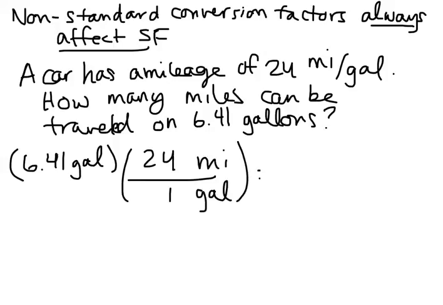Remember what I said about non-standard conversion factors always affecting sig figs. So in this case, how many sig figs should my answer have? 2. I heard someone say 2. And that's correct because 6.41 has 3 sig figs. The 24 miles per gallon has 2 sig figs. The 1 is the placeholder one, so that doesn't affect it, but the 24 does. You can treat this as an equal sign saying 24 miles equals 1 gallon, and you're going to base it on those 2 sig figs.